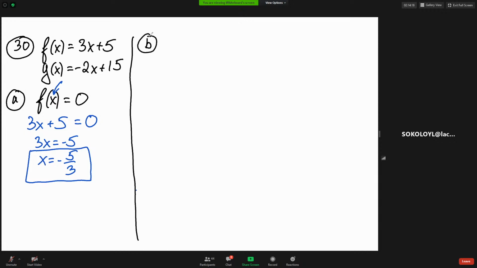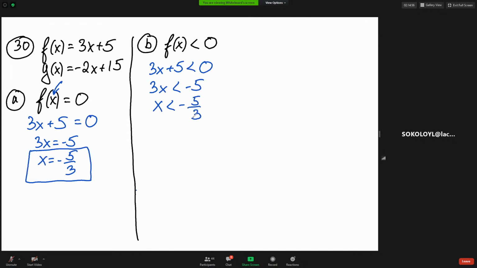For part B, now we want to solve an inequality. When is f of x strictly less than 0? So here we're saying, for what input of x are my function values, my y values, strictly less than 0, or negative? Less than 0 means negative. Algebraically, that just means I want to solve an inequality. 3x plus 5 is less than 0, which again, we should easily be able to solve. Subtract 5 on both sides, divide by 3.